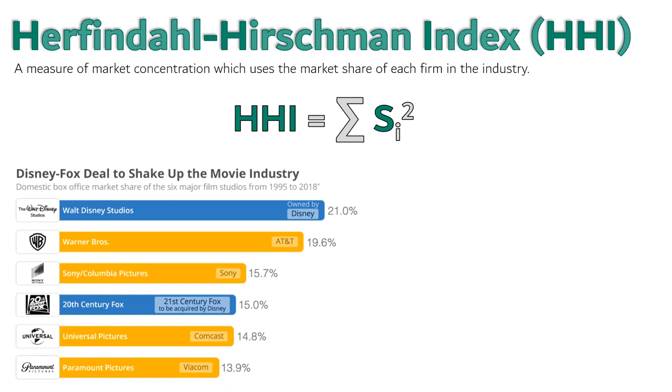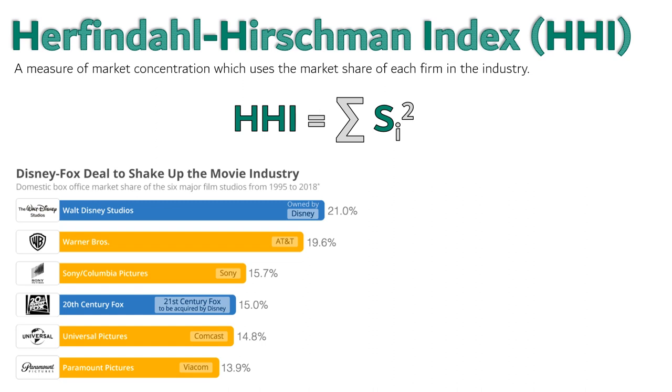In 2019, the Walt Disney Company completed their acquisition of 20th Century Fox, further concentrating the film industry. Here, we can see the domestic box office market share for the six major studios. What this chart tells us is that between 1995 and 2018, 21% of all the tickets sold at all movie theaters were for movies distributed by Walt Disney Studios.